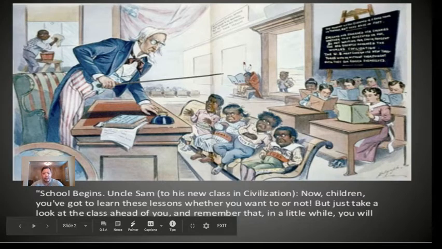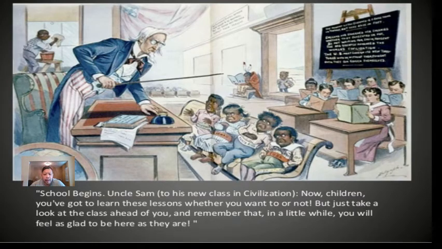With this slide, I want you to analyze this political cartoon. Go ahead and read the description at the bottom of the slide and study the picture, analyze the picture, and then tell me what you notice. I'll give you about a minute and a half to do this, and I am not going to talk.